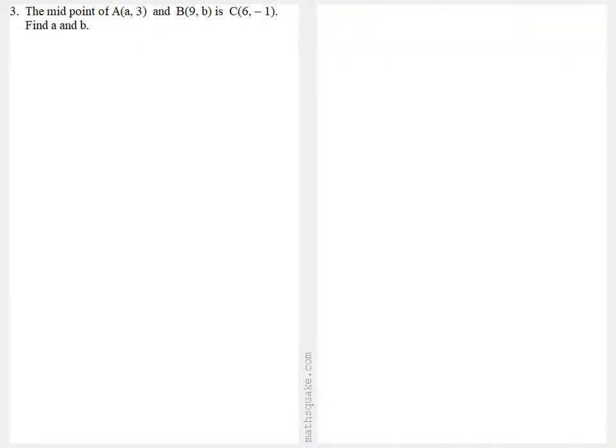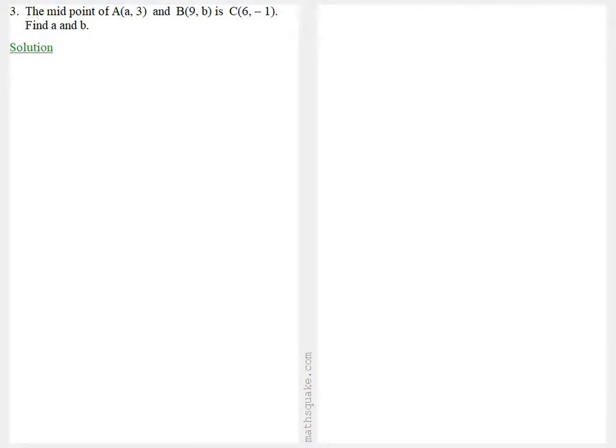In question 3, we're given 2 points, the point A, which has coordinates (a, 3), and the point B, which has coordinates (9, b). We're told the midpoint of these two is C, which has coordinates (6, minus 1), and we're asked to find the value of a and the value of b.